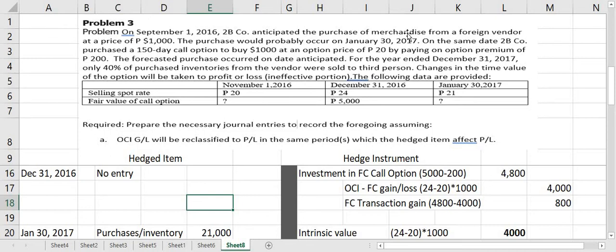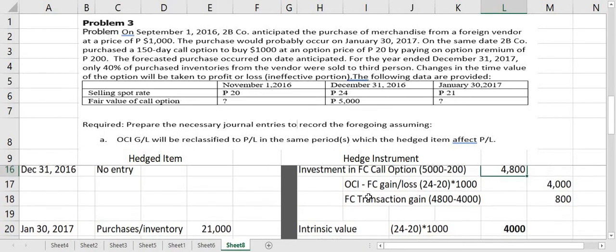Now, the problem says to record the ineffective portion, or the time value component of the fair value, in profit or loss, not in OCI. So if that's the case, we debit investment in call option for the increase of 4,800. Now, let's classify the 4,800. How much of this is the time value component that we will put in profit or loss, and how much is the intrinsic value component that we will put in other comprehensive income?